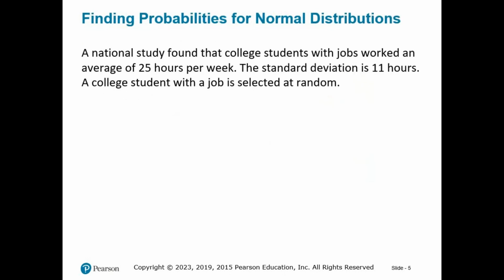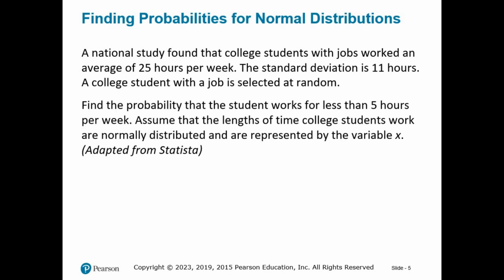A national study found that college students with jobs worked an average of 25 hours per week. The standard deviation is 11 hours. A college student with a job is selected at random. Find the probability that the student works for less than 5 hours per week. Assume that the lengths of time college students work are normally distributed and are represented by the variable x.